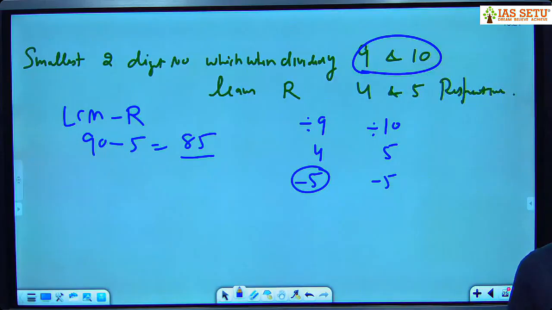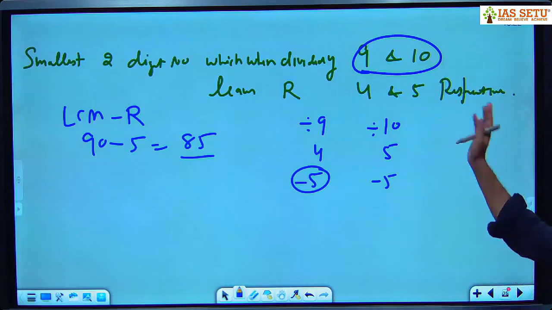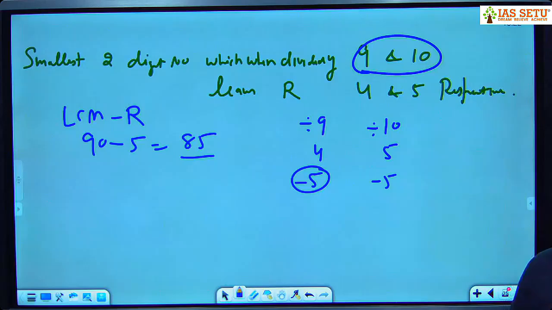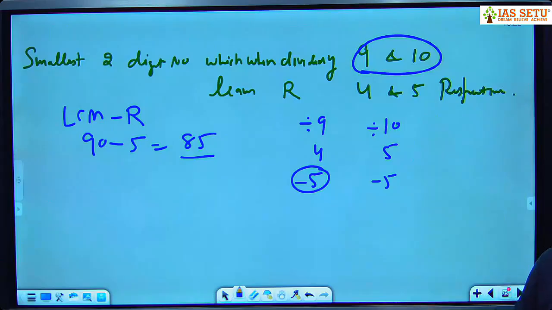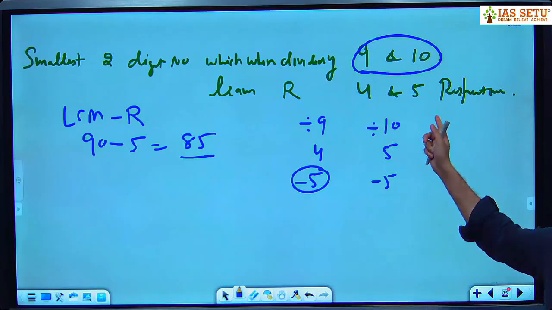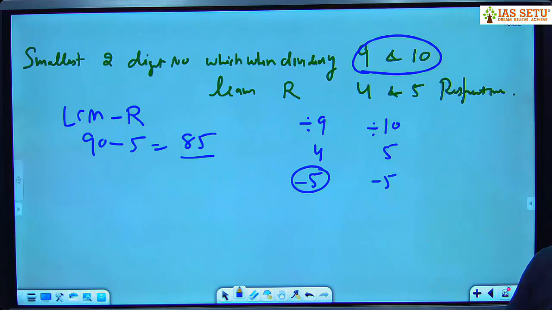When you divide by 9, you get remainder 4. When you divide by 10, you get remainder 5. I repeat, first you check if it is given divided by, divisible by, मतलब multiples लेने पड़ेंगे. Multiple मतलब LCM. फिर चेक करो पॉजिटिव रिमाइंडर सेम है या अलग है. अगर पॉजिटिव रिमाइंडर अलग है तो negative remainder will help.